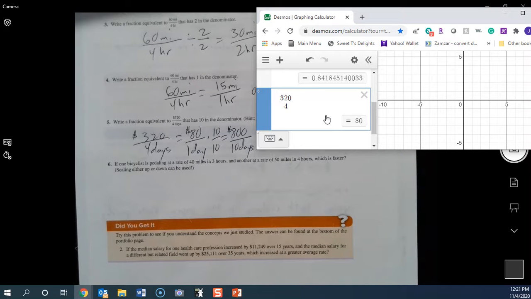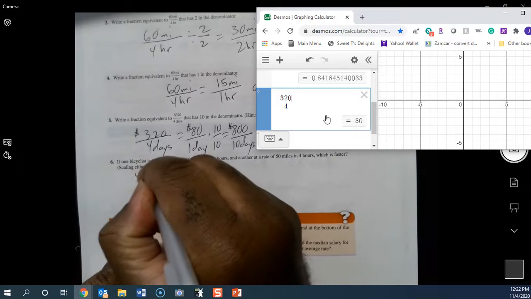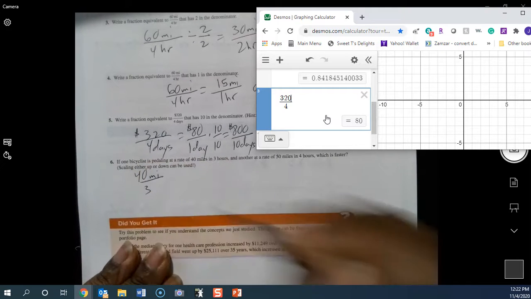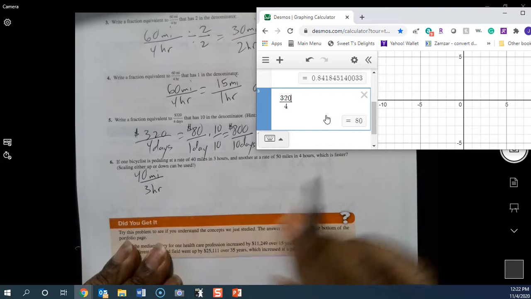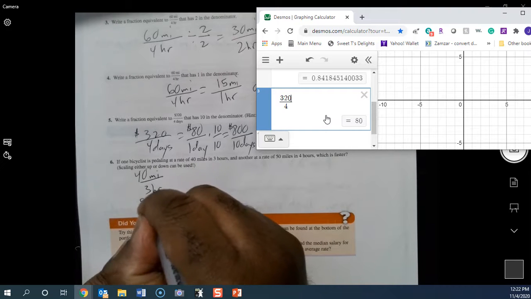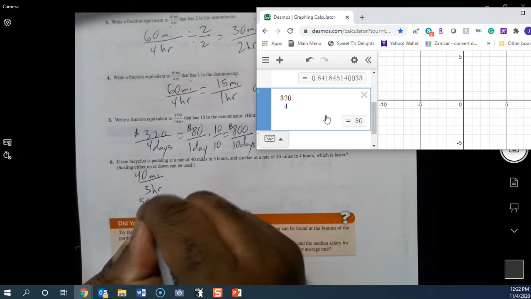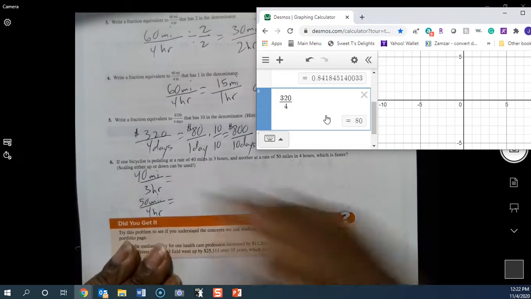And that will be our final answer. Now, we go here to number 6. If one bicyclist is pedaling at a rate of 40 miles in 3 hours and another at a rate of 50 miles in 4 hours, which is faster? So what we could do is take our 40 miles divided by 3 hours, and then take our 50 miles and divide it by 4 hours.